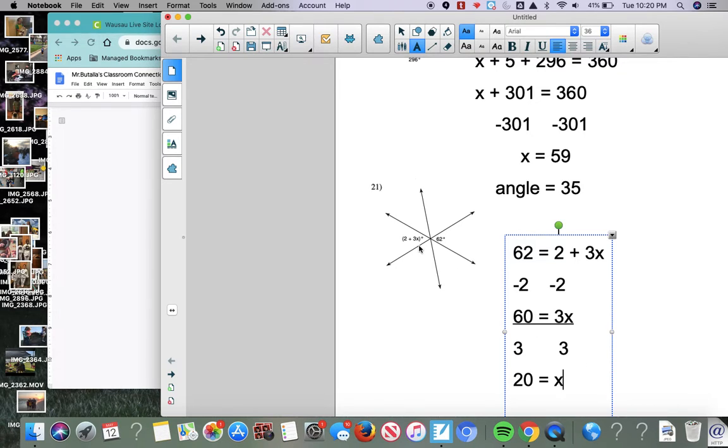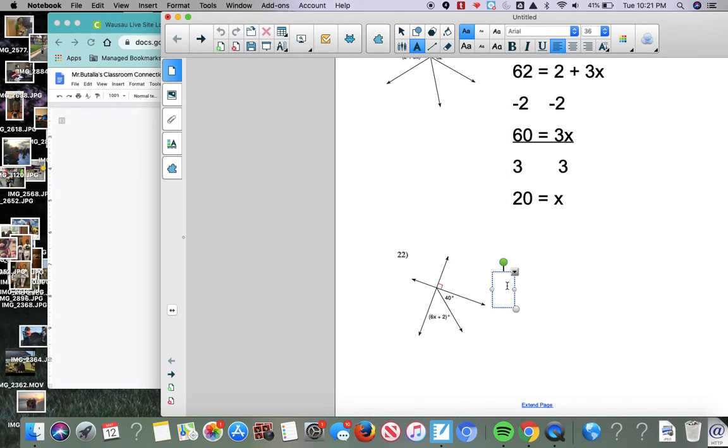And again, since that's x, that's not the actual angle measurement, I have to plug that back in for x. So 3 times 20, which is 60, plus 2 gives me 62 degrees. Oh, look at that. It's the same as that one. Yeah, it worked out perfect, 62 degrees.